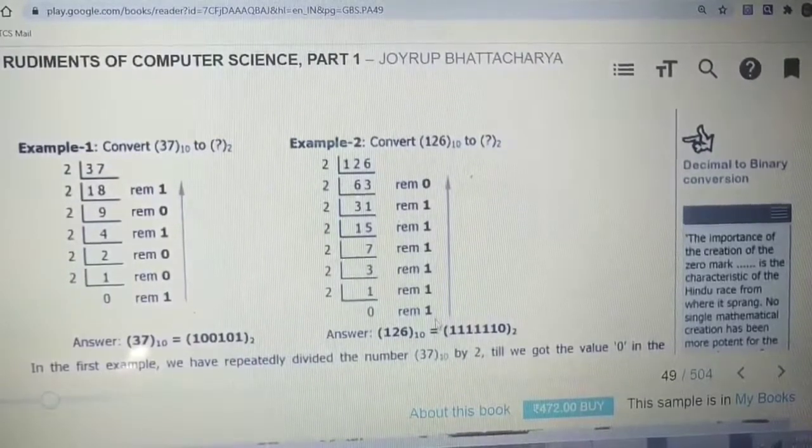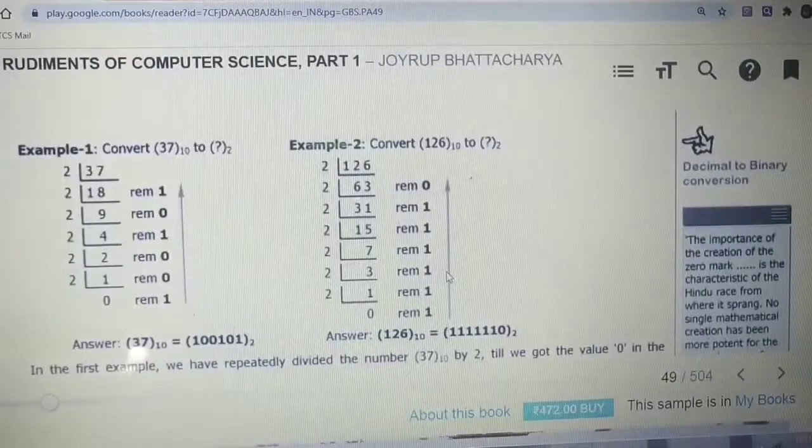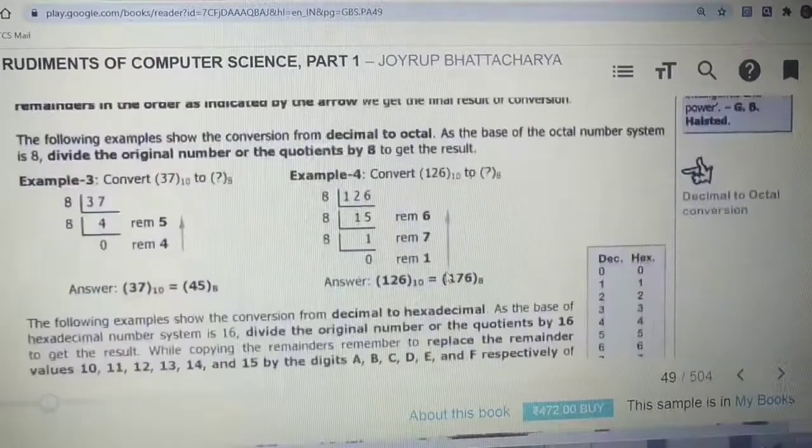And from bottom to top we will go. So answer is 1 1 1 1 1 1 0. So in this way, from decimal to binary we can convert.